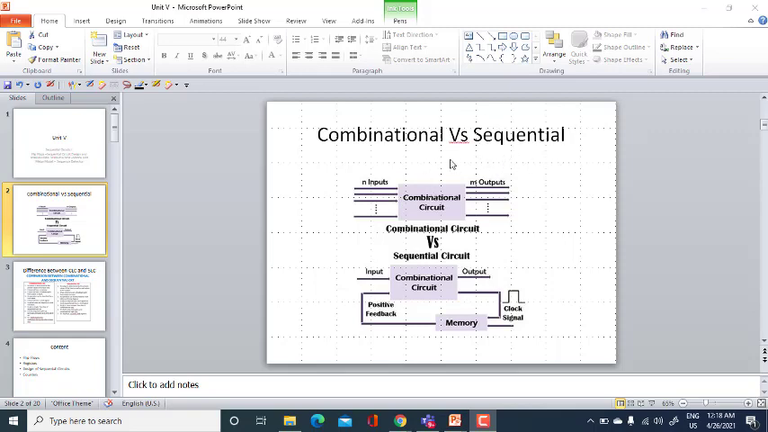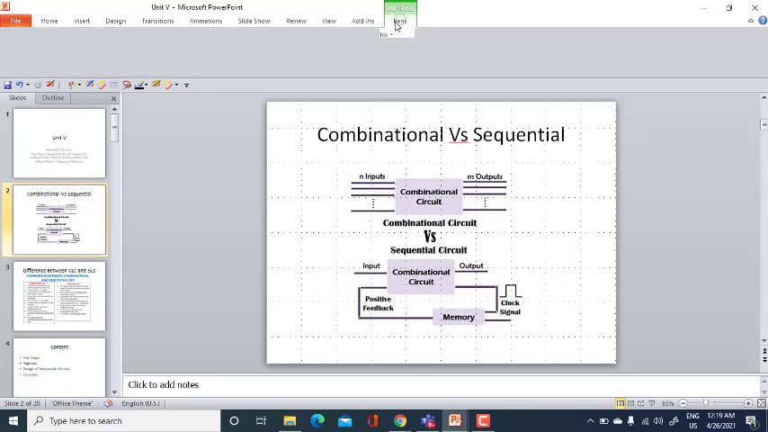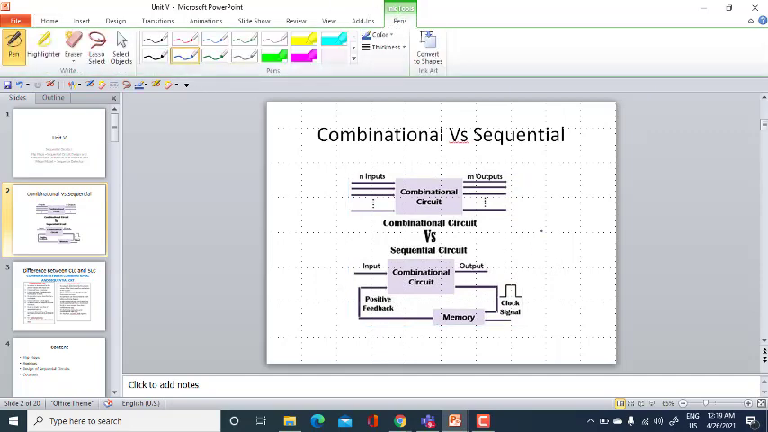Whereas in a sequential logic circuit, the output of the circuit not only depends on the input but also depends on the previous output. In other words, output depends on input plus your previous output. This is said to be your sequential circuit. So I am saying previous input and previous output.